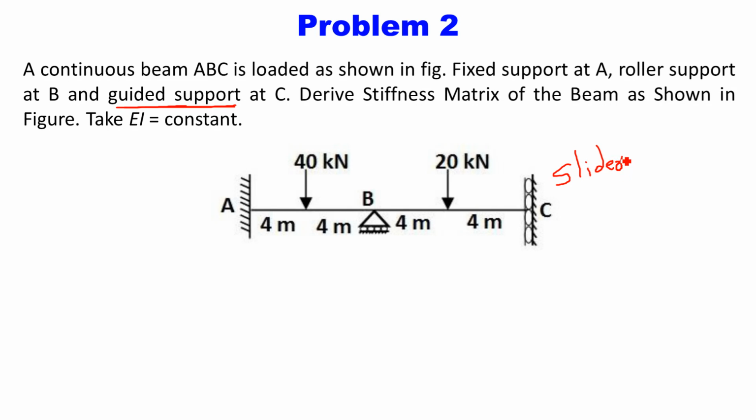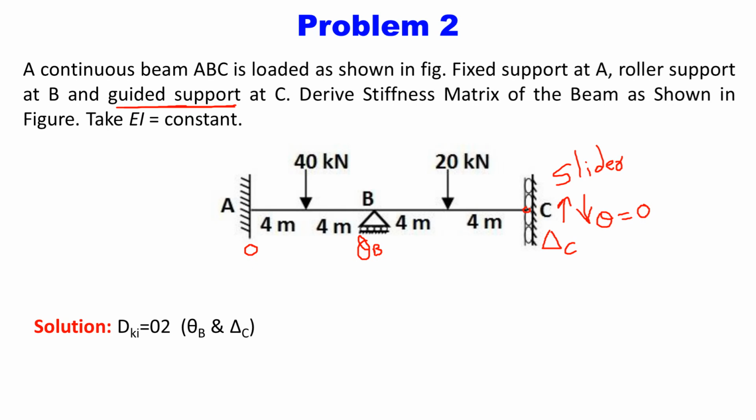What is the meaning of slider? Slider means this support allows this point to move vertically up and down only. It allows the point C to move vertically up and down. It means vertical displacement delta is permitted, but this joint will not rotate. So there will be no rotation. Theta is equal to 0 at the guided support. There is only one unknown, and that is delta, right? Similarly, at the middle roller support, the unknown will be theta. We know that. So theta B is unknown at the roller support, delta C is unknown at the guided support, and there are 0 kinematic unknowns at the fixed support. So the degree of kinematic indeterminacy of this beam is again 2, but it is theta B and delta C.